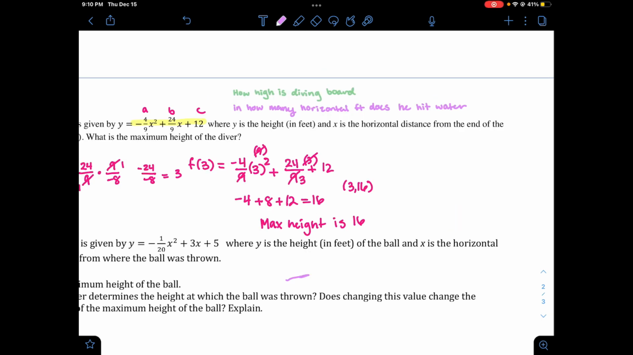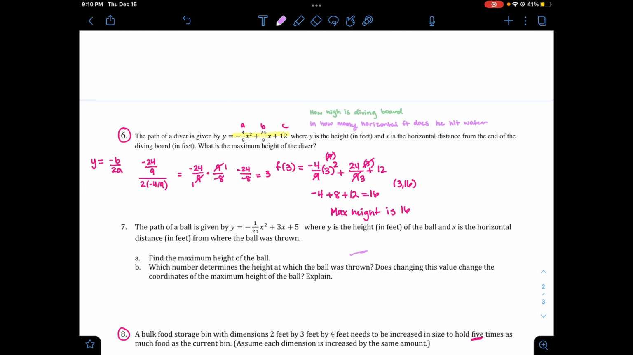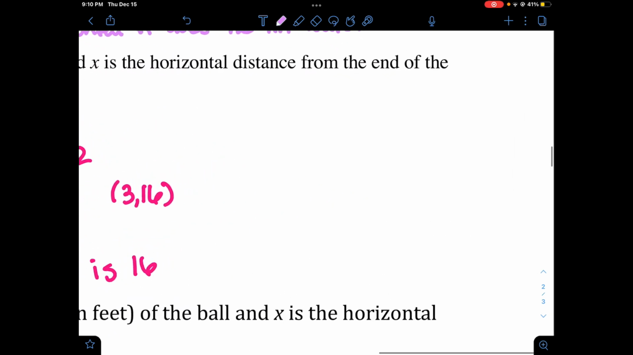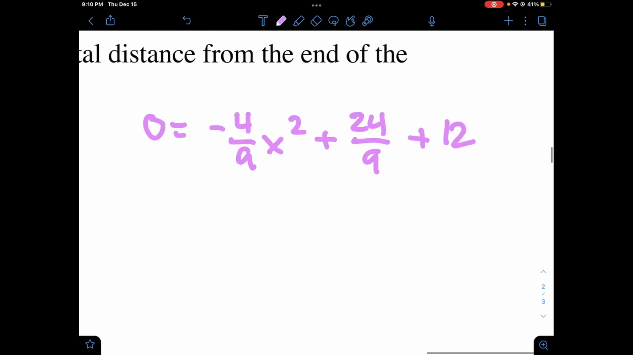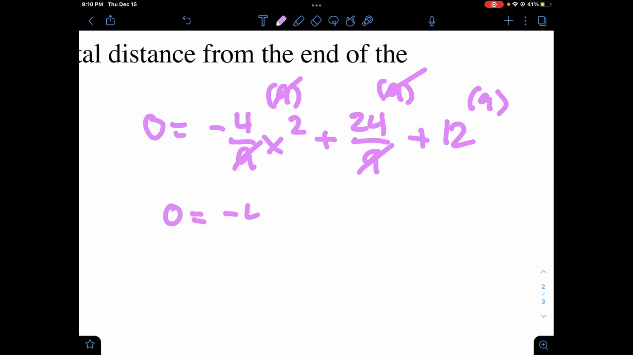Okay, so now we need to know how many horizontal feet until he hits the water. So we're going to use the same equation, but now we're just going to set it to 0. So 0 equals negative 4 over 9 x squared plus 24 over 9 x plus 12. First we're going to need to get rid of the fraction, so we're going to multiply everything by 9. Then that cancels out, so it'd be 0 equals negative 4x squared plus 24x plus 108.